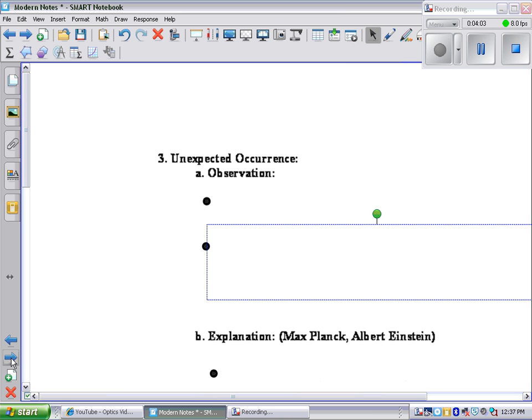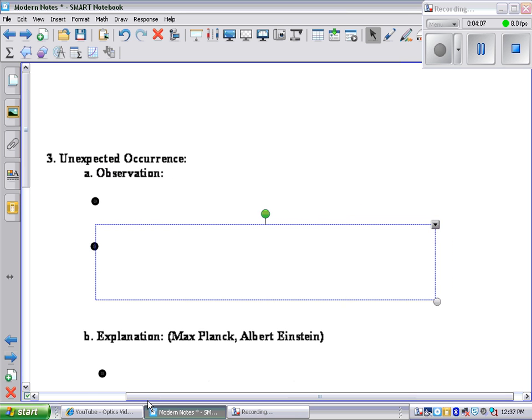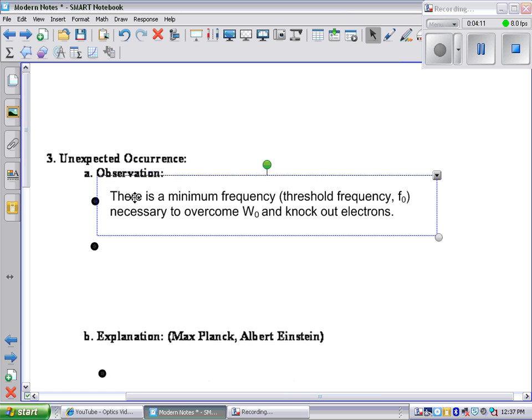Now, when they started studying this, they found out some things that didn't seem to make any sense. Okay, the first thing is that there's a minimum frequency, a threshold frequency necessary to overcome the work function and knock out electrons, which kind of makes sense. The bigger the frequency, the more energy the light is going to have. So if you're at a high enough energy, you can overcome the work function.